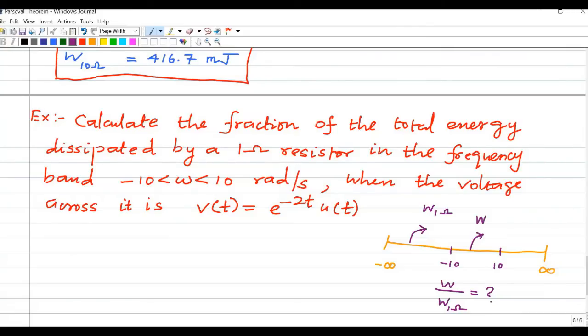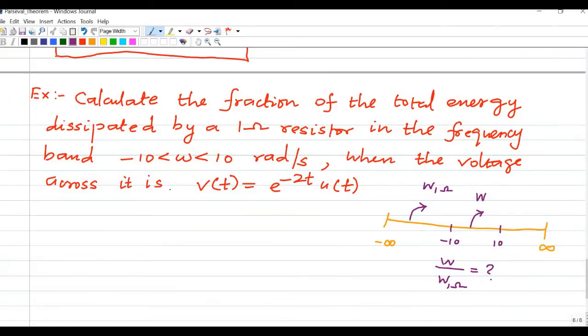V of t is 2 e power minus 2 t u of t. So V of omega is 1 over 2 plus j omega. Is it correct?